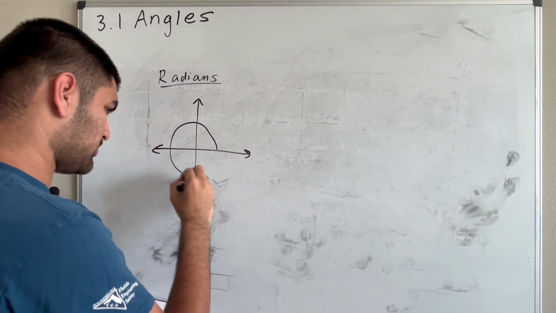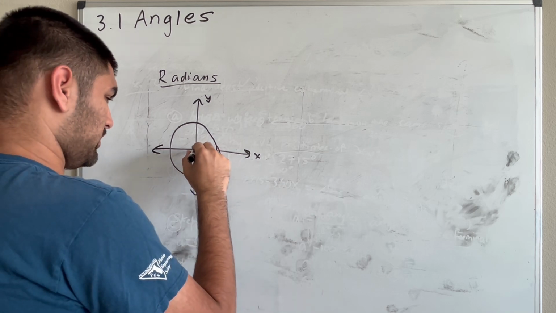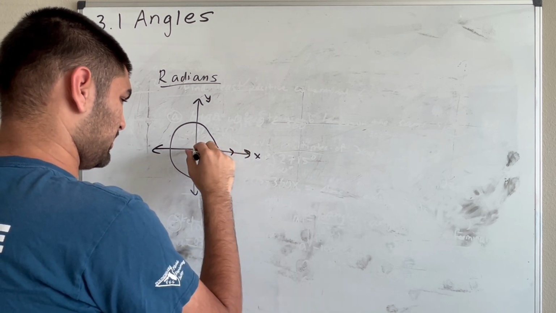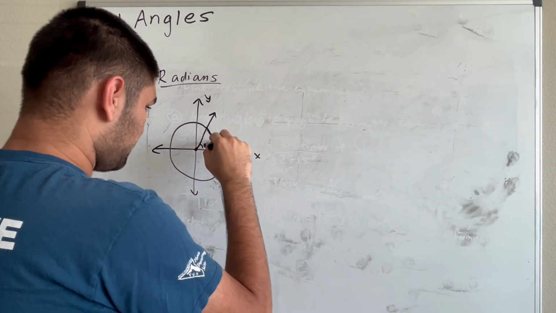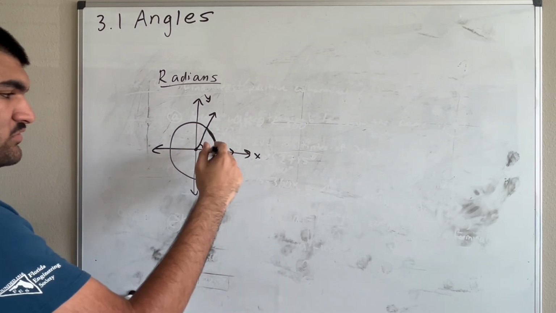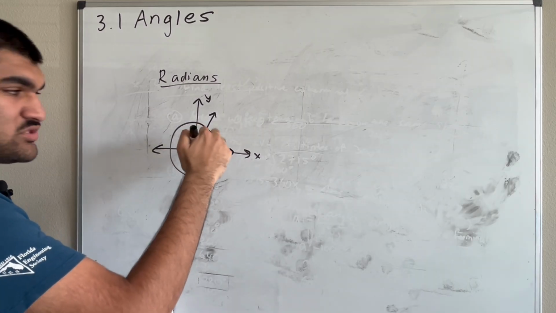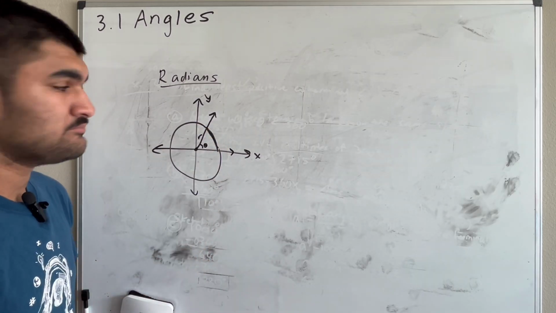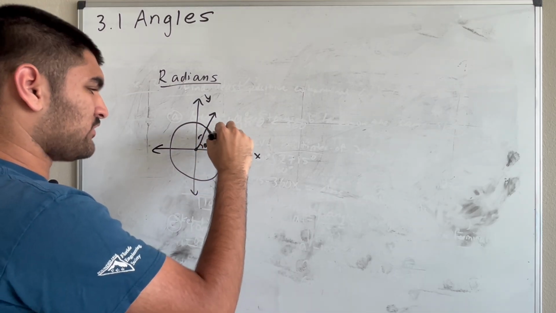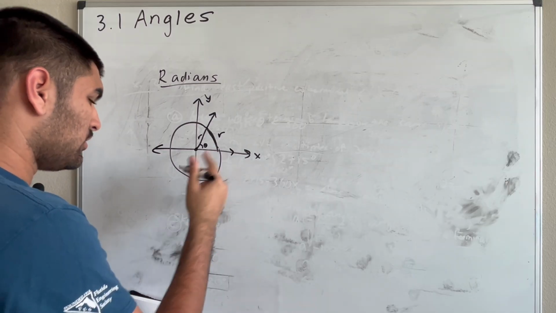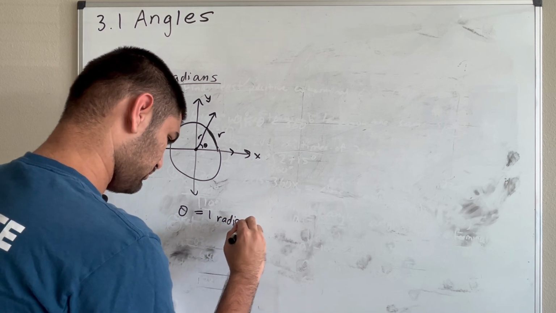Let's say we had some circle in the plane, and an angle in standard position, and we draw it like that. This is theta. Notice how it subtends this arc of the circle right here. From the center to where it intercepts the circle, that's just the radius of the circle, so we'll call that r. And let's say the length of this arc is also r. Then we can express theta as 1 radian.